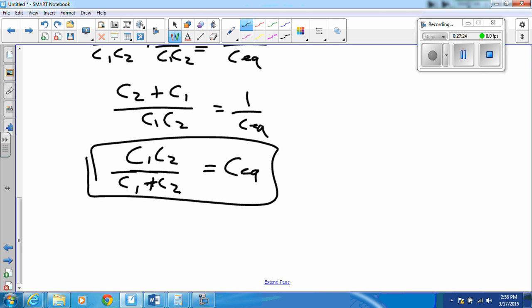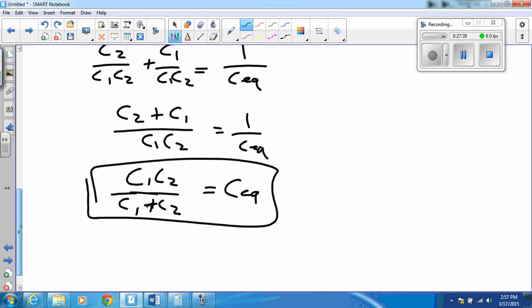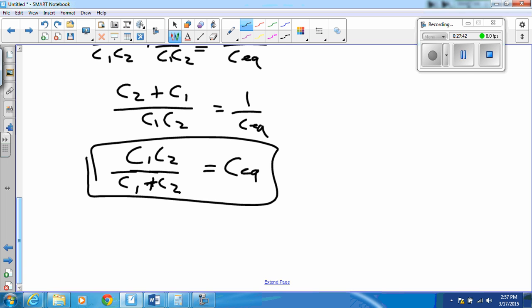But I don't recommend memorizing this formula for the simple reason that if I now have 3 or more capacitors in series, then it gets kind of ugly, whereas the first formula can be extended simply. 1 over CEQ equals 1 over C1, plus 1 over C2, plus 1 over C3, plus so on.